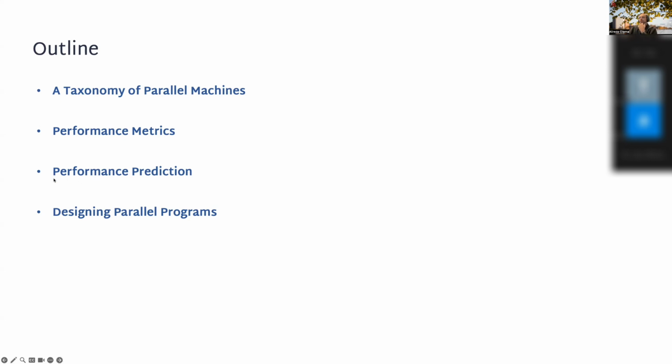And then we talk about parallel prediction, which provides a theoretical framework for you to evaluate the performance of your program without implementing it. And finally, we talk about design patterns and how we can start the design process to write parallel programs.